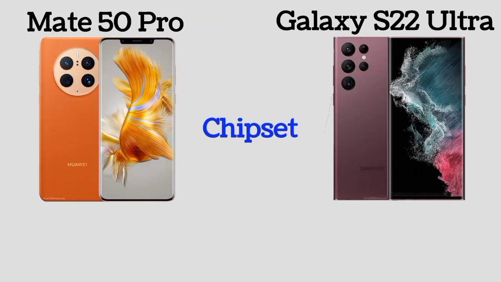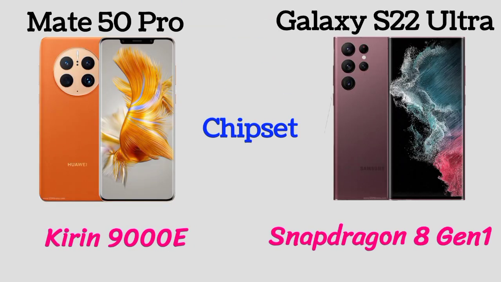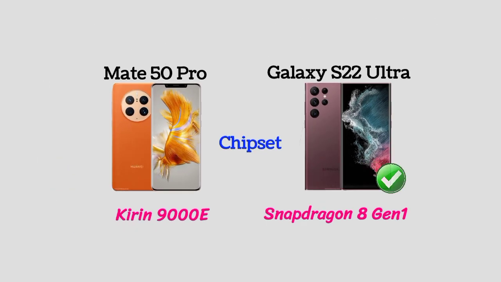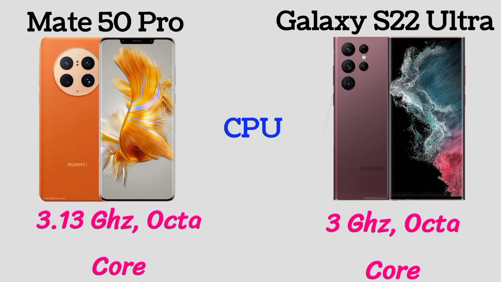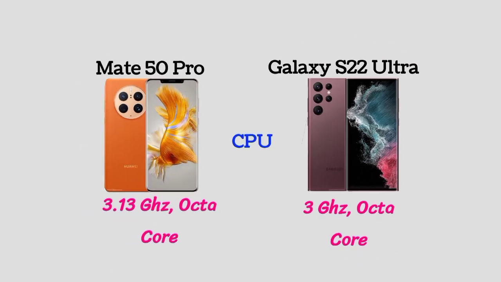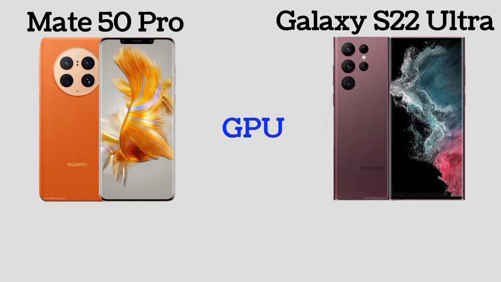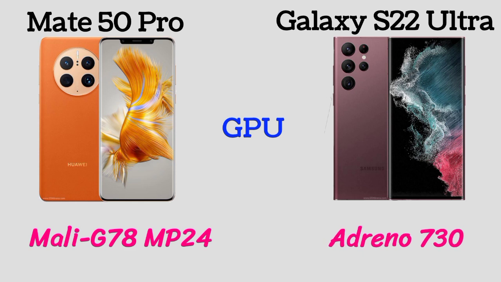Mate 50 Pro has Kirin 9000E chipset and S22 Ultra has Snapdragon 8 Gen 1 chipset. Here is the CPU process of Huawei Mate 50 Pro and Galaxy S22 Ultra. Mate 50 Pro has Mali G78 MP24 GPU and Galaxy S22 Ultra has Adreno 730 GPU.